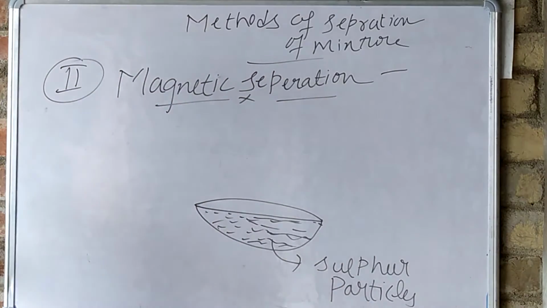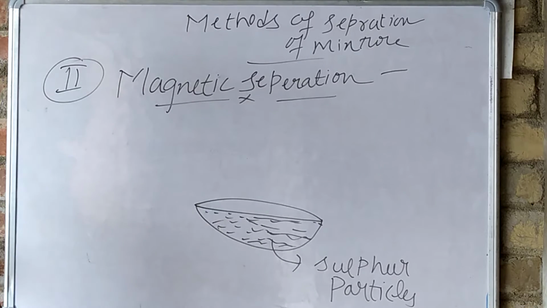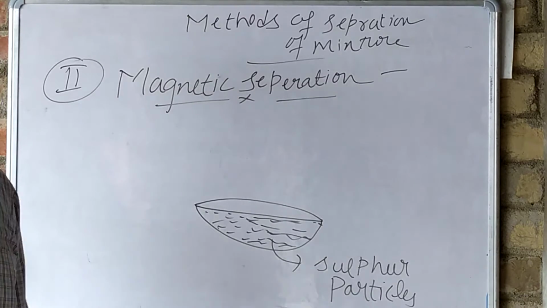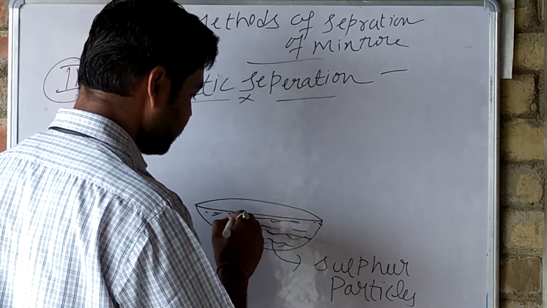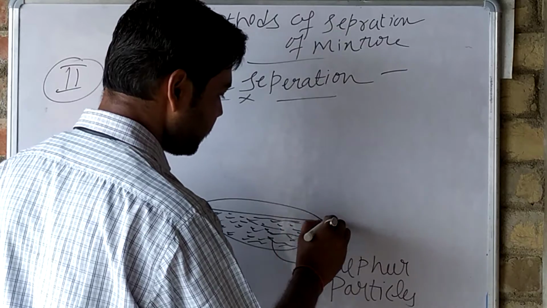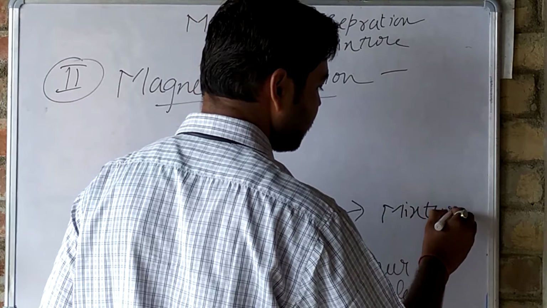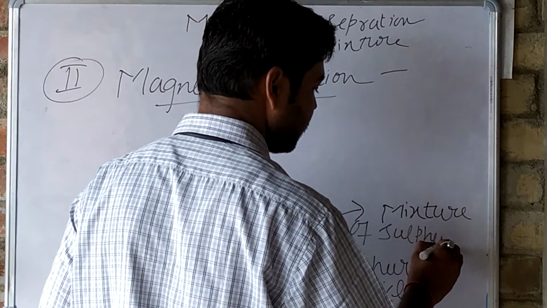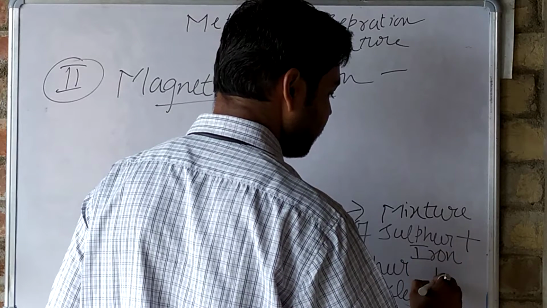And we have to make it a mixture. How do we make it? We will place tiny particles of iron also, sprinkled iron. We will add sprinkled iron on this. These dots are the sprinkled iron. So this is the mixture of sulfur plus iron particles.